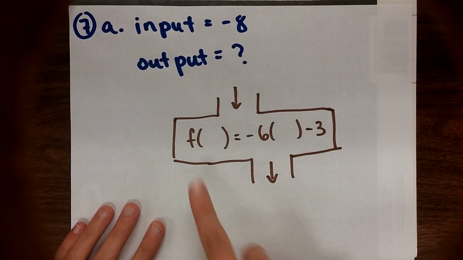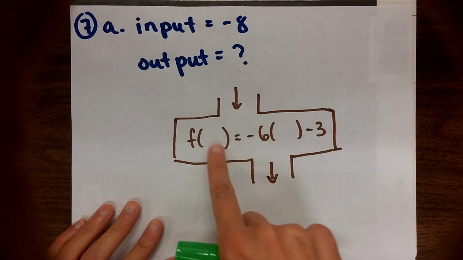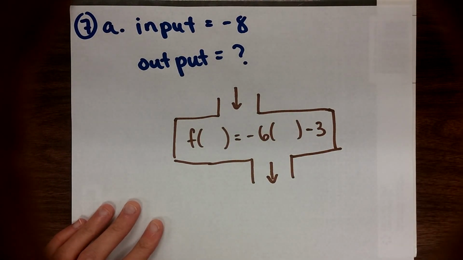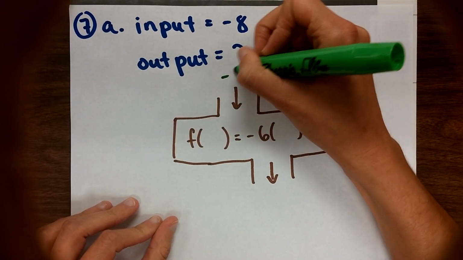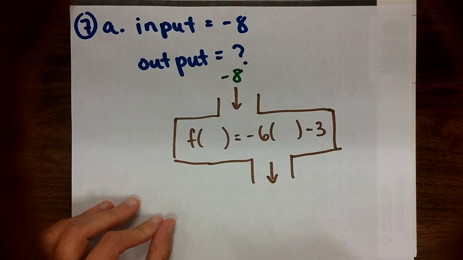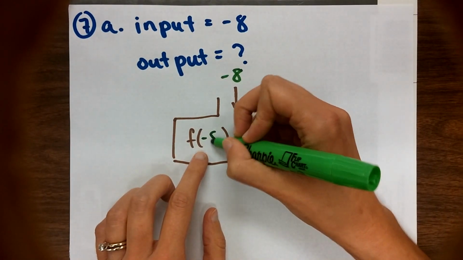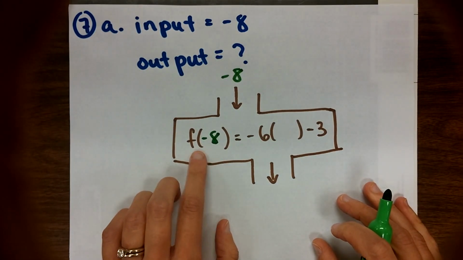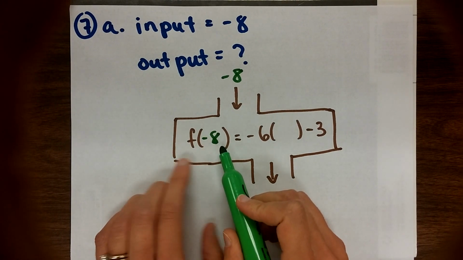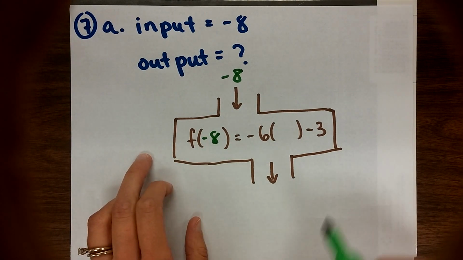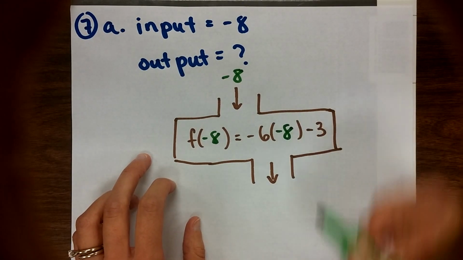Notice I rewrote the function in the function machine, but where the x's were, I left blank because we're going to be plugging in -8 for x, because x is our input. So we're going to take the -8 and plug it in for x. I'm going to fill in -8 here because we're finding f of -8. It doesn't mean f times -8. It means we're actually plugging in -8 to the function called f. So over here where x was, I'm going to put -8 in place of it.